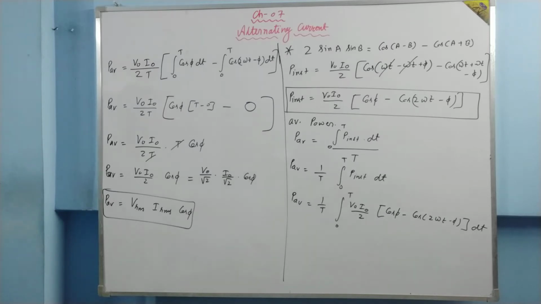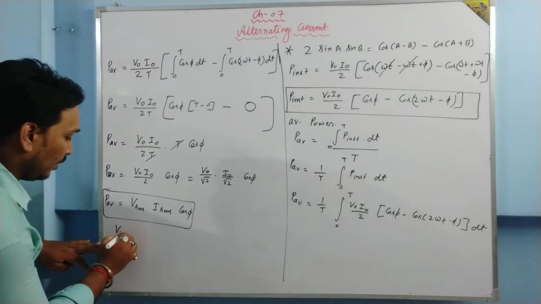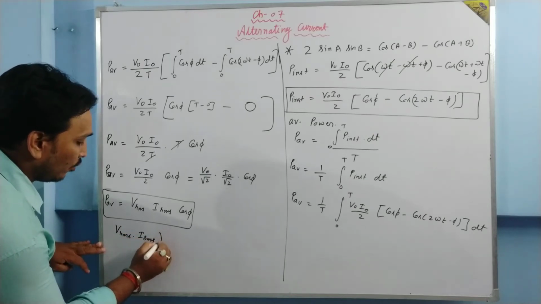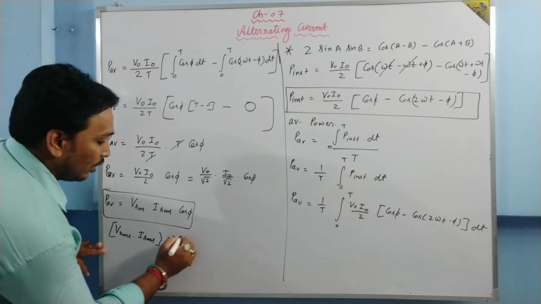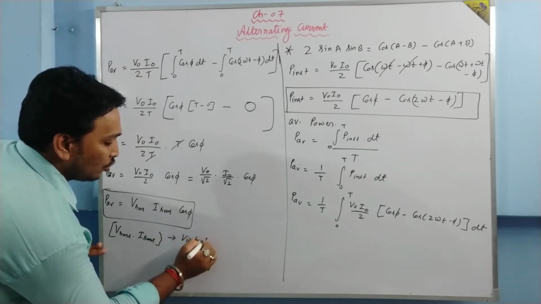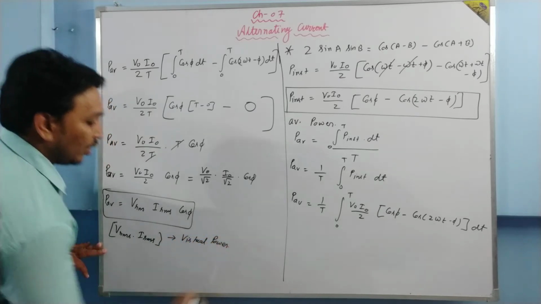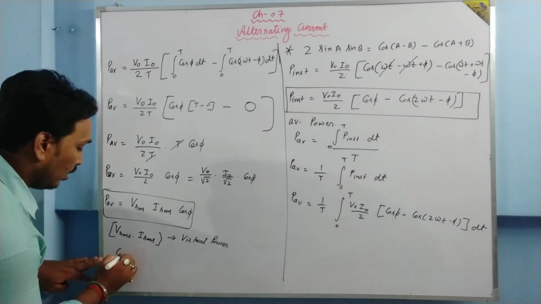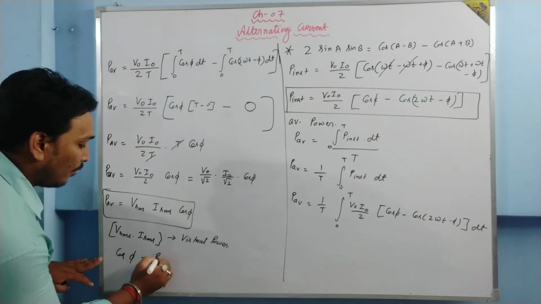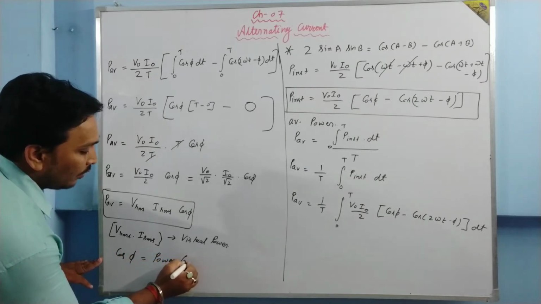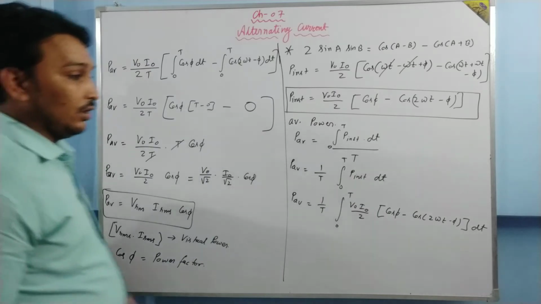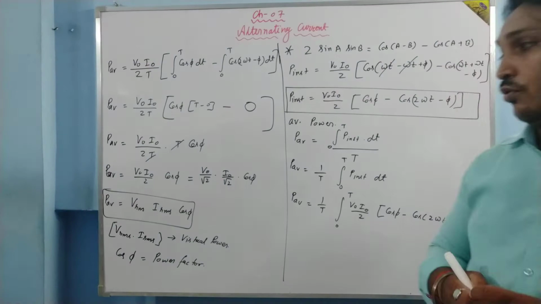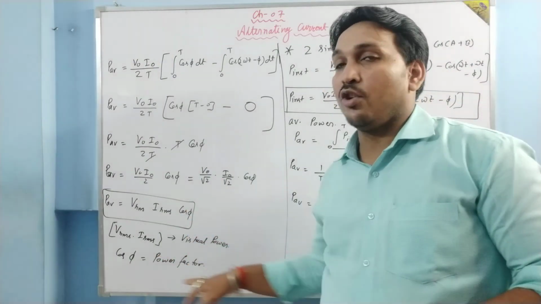Now just try to understand this VRMS into IRMS, this product is called virtual power, and this cos phi is called power factor. This year, this power factor has been deleted from your syllabus. So it doesn't mean you don't know what that cos phi is. Cos phi is called power factor.